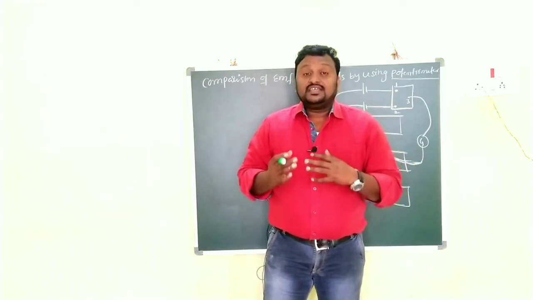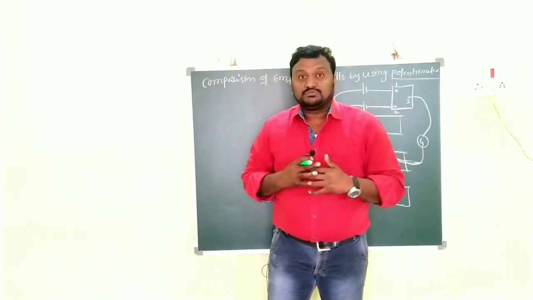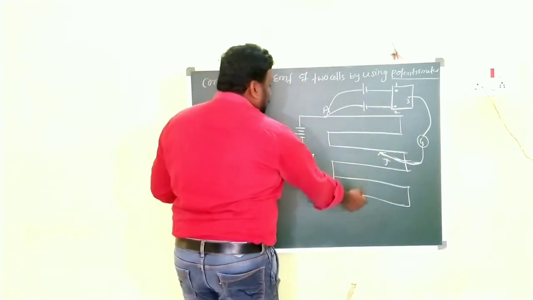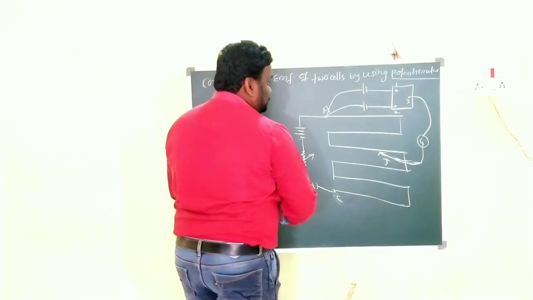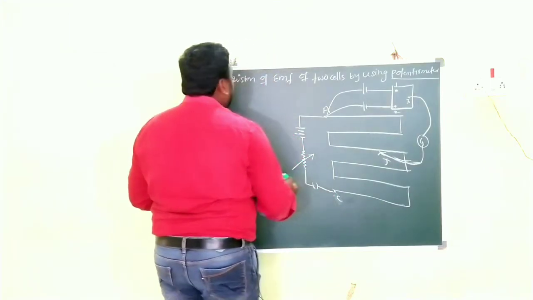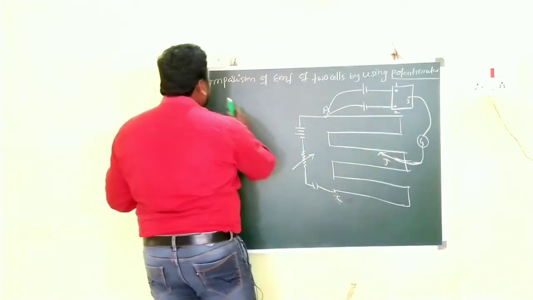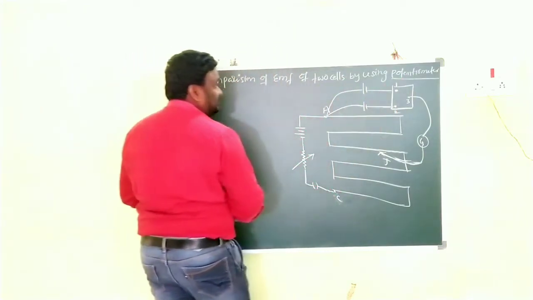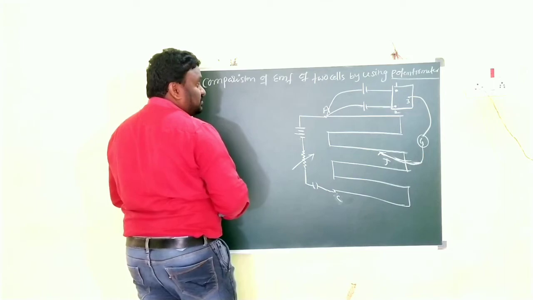Children, generally the potentiometer should be like this. So this is one circuit for the potentiometer. Today I am going to explain the topic: comparison of EMF of two cells by using a potentiometer. So this is an 8 marks question for you, children.